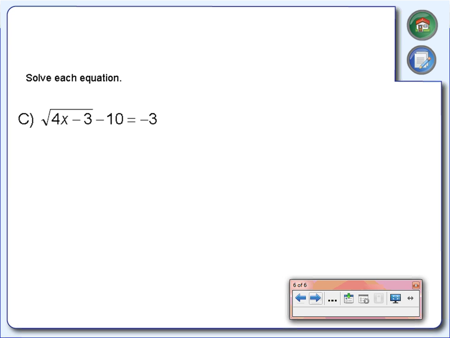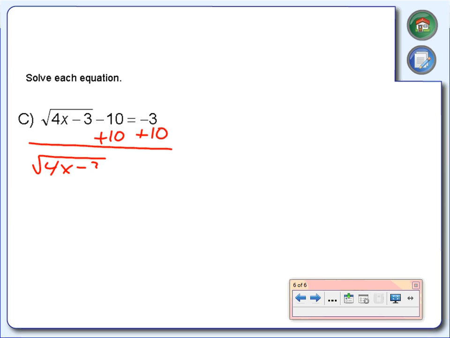C. C, we got to get that square root by itself. We got to isolate it. So the first thing we're going to do is move that 10. So now we got the square root of 4x minus 3 is equal to a negative 3 plus 10. A negative 3 plus 10 gives us a 7.